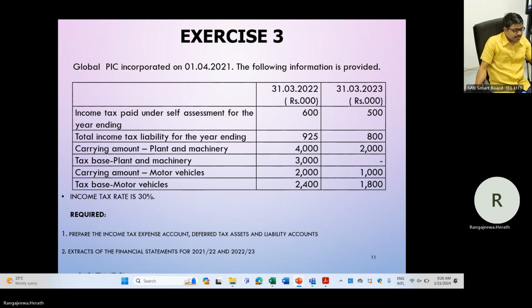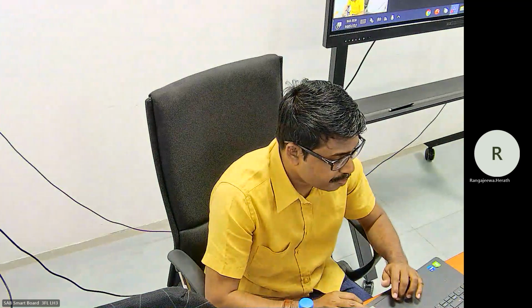Carrying amount of plant and machinery, tax base of plant and machinery, the carrying amount of motor vehicle, tax base of motor vehicle. The income tax rate given is 30%. You have to prepare the income tax expense account, deferred tax asset and deferred tax liability. Prior to that, we can calculate the deferred tax asset and deferred tax liability for that first.